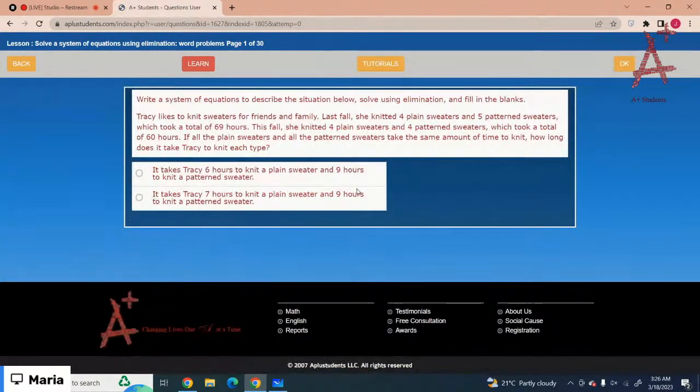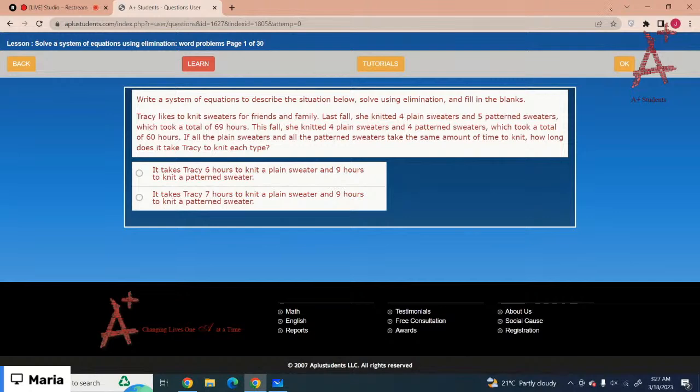Tracy likes to knit sweaters for friends and family. Last fall, she knitted 4 plain sweaters and 5 patterned sweaters, which took a total of 69 hours. This fall, she knitted 4 plain sweaters and 4 patterned sweaters, which took a total of 60 hours. If all the plain sweaters and all the patterned sweaters take the same amount of time to knit, how long does it take Tracy to knit each type? Got it? So let's just write down the equation.